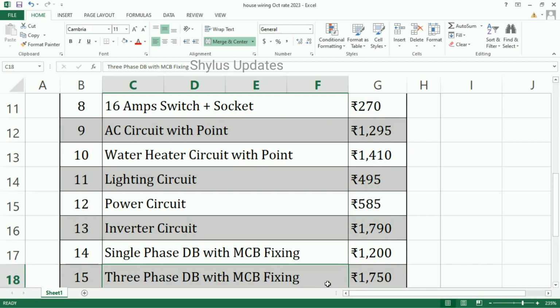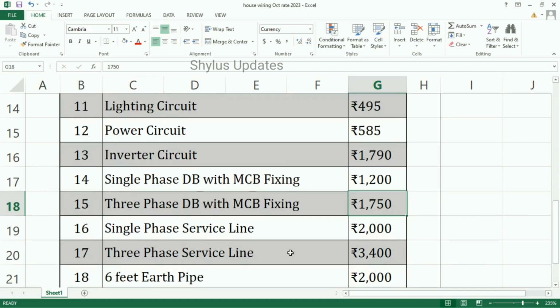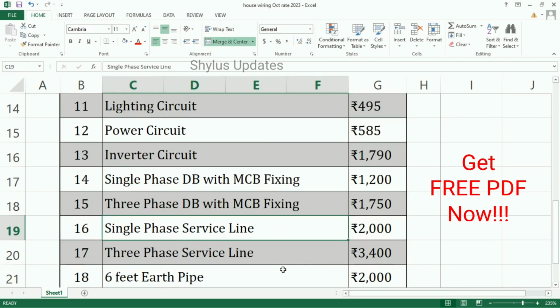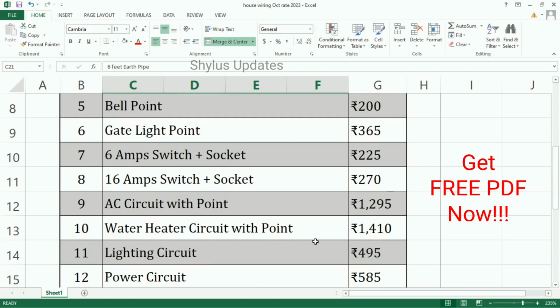Three phase DB with MCB fixing, ₹1750. Single phase service line, ₹2000. Three phase service line, ₹3400. 6 feet earth pipe, ₹2000.